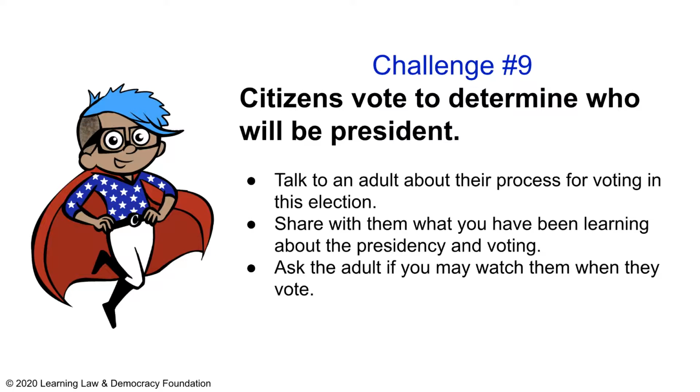Challenge number 9. Citizens vote to determine who will be president. Talk to an adult about their process for voting in this election. Share with them what you have been learning about the presidency and voting. Ask the adult if you may watch them when they vote.